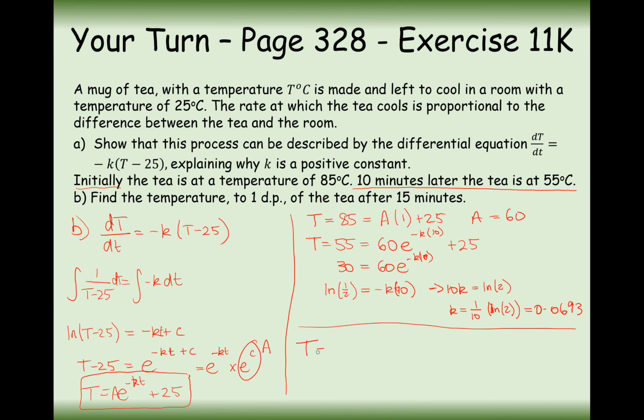So T here is going to equal 60 times e to the minus kt, but we know that k is 1 over 10 ln 2. And then it's going to be times t, which in this case is 15 minutes. And then we're going to have plus 25 on the end. So the answer is going to be 46.2 degrees Celsius, once we've typed that all into our calculator.